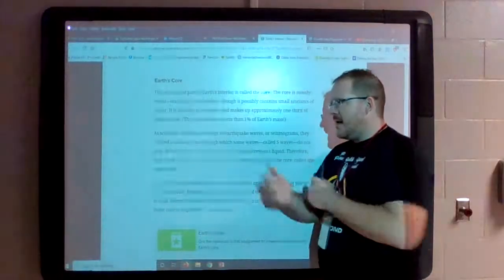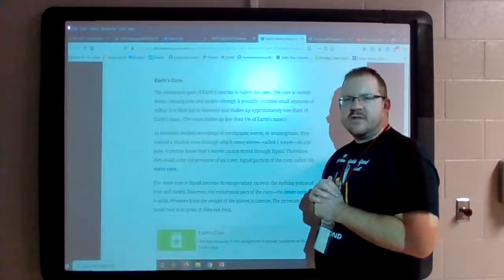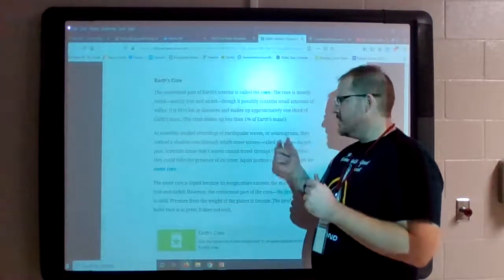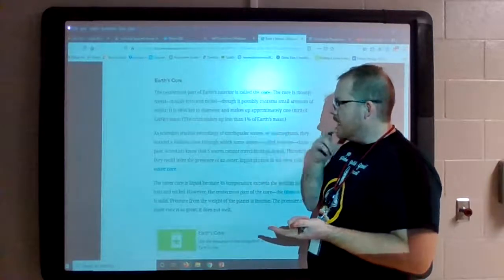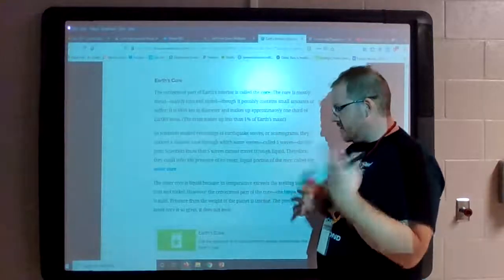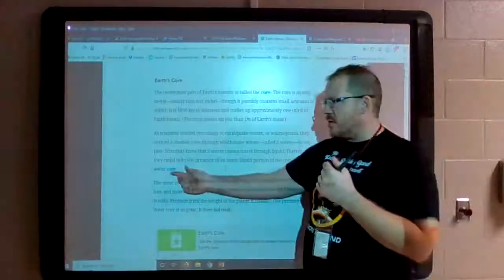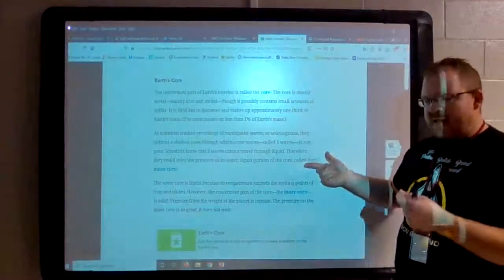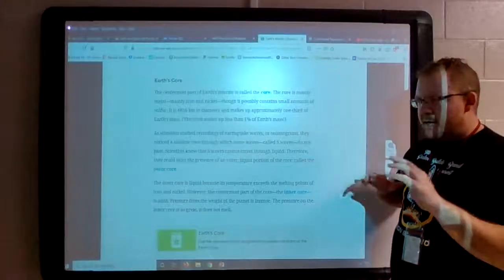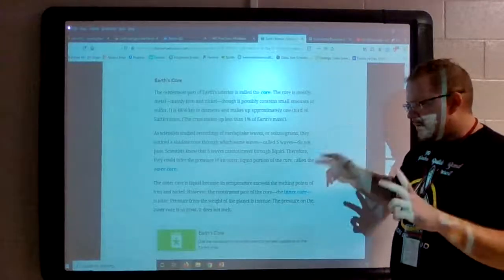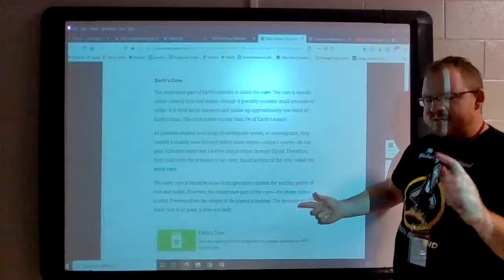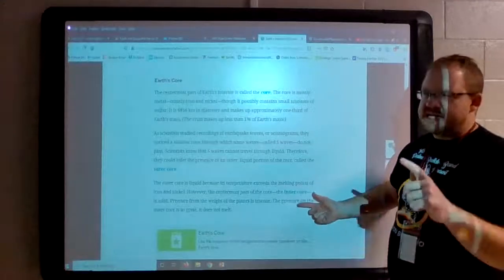We know now by looking at the waves that pass through the Earth that there are two layers of the core. There's an inner core and an outer core. You can put them together and just call them the core. But technically, there's an outer core that acts as a liquid. It's hot enough to be completely melted. It acts and works like a liquid. The inner core does not act like a liquid. It acts like a solid.